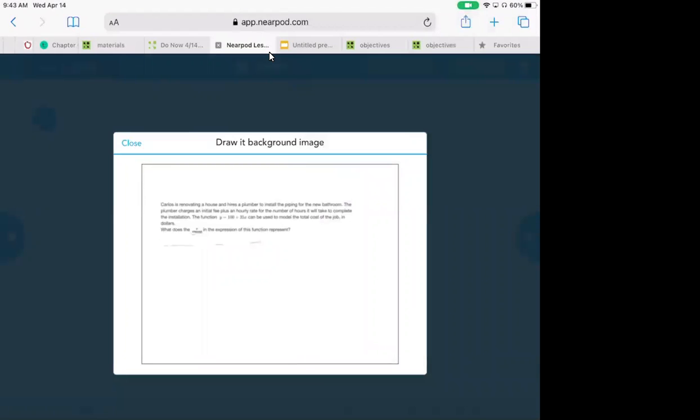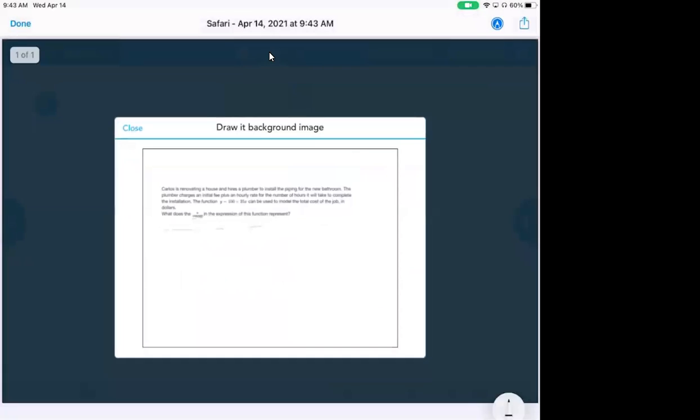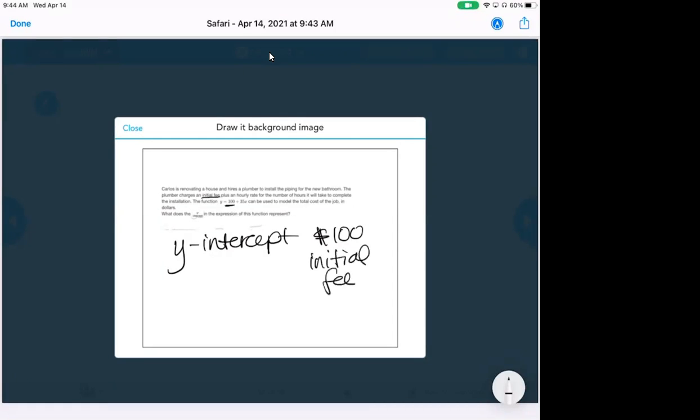All right, so this is the same problem that we just had. The only difference is that now I wanted you guys to be able to tell me what the y-intercept of this function is. So remember, the initial fee is always the y-intercept. The y-intercept here is 100. So the y-intercept is $100. And that is the initial fee for installation. The initial fee for installation is the y-intercept.